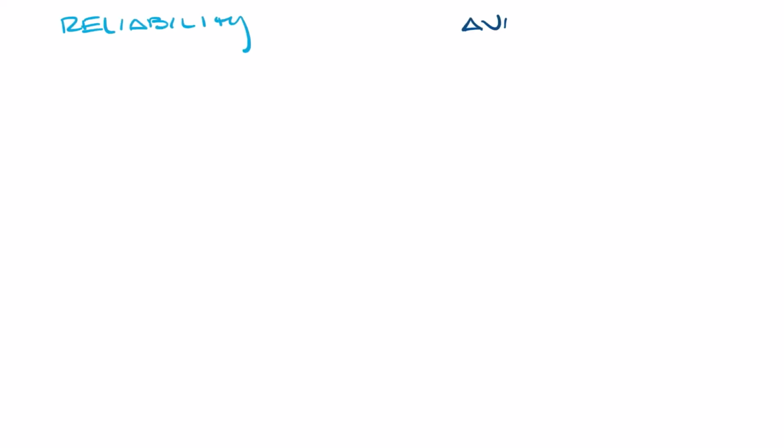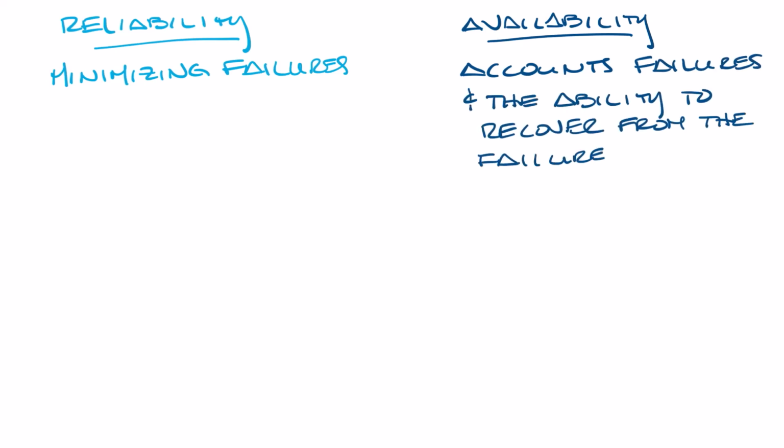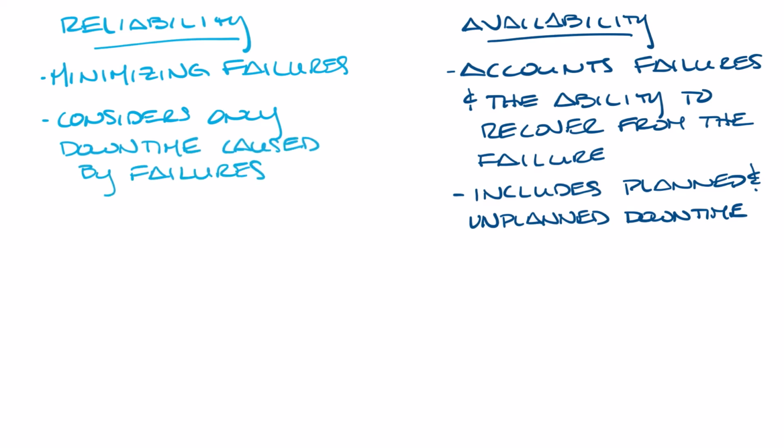Reliability and availability seem like they're kind of the same thing, but they aren't. Reliability is about minimizing failures, while availability accounts for the failures and the ability to recover from the failure. Availability also includes planned and unplanned downtime. Reliability technically only considers downtime caused by failures.